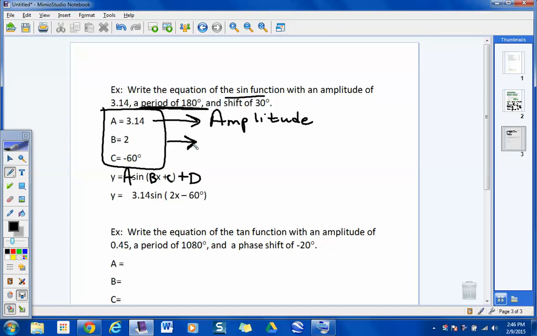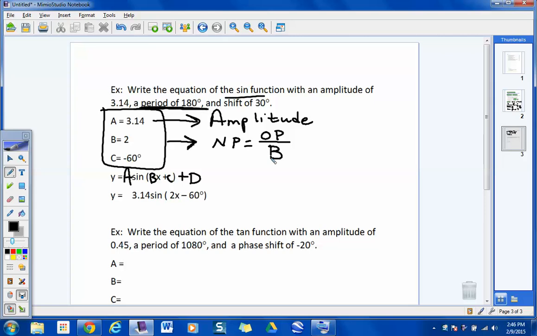Okay. Guys, on the front page of your notes, it said something to the effect about periods. New periods, I'm going to abbreviate this. The new period can be found by taking the old period divided by the b value, right? Okay, in this problem right here, what did they give us as the new period? How many degrees? 180, right?